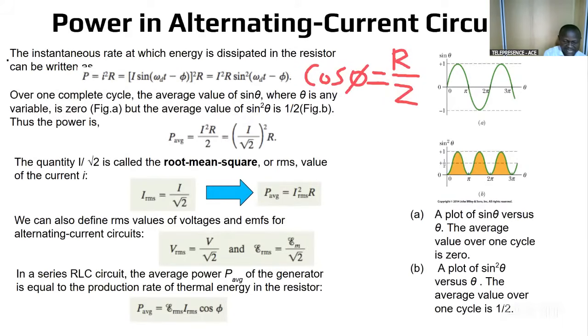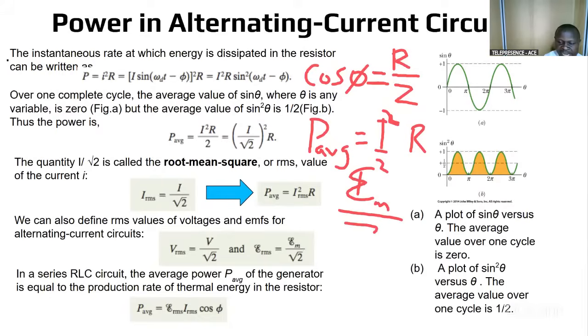Here, we can rewrite it as P average equals I squared R, or E squared over Z squared R. So your P average can be I squared R.